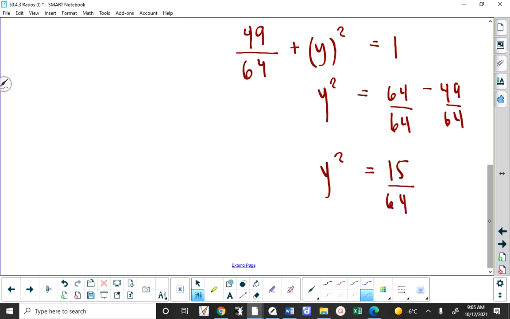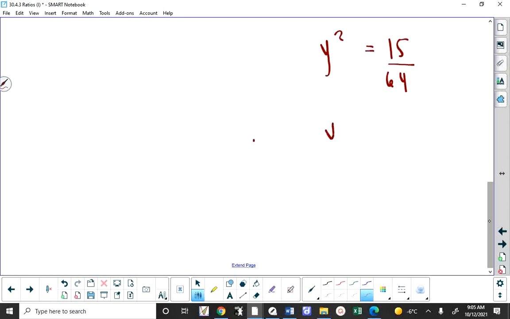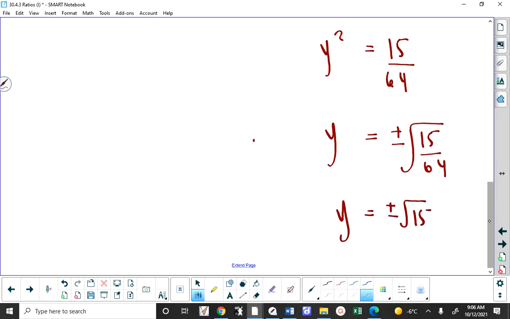And now, even though this might look like a grade 8, 9, 10 question, it's a grade 11 problem at this point. Because when you take the square root, you have to recognize that it's plus or minus the square root of that 15 64ths. And the square root of 15 is the square root of 15. There's nothing you can really do with that. You could write it as a decimal, but then you lose the exactness of the value.